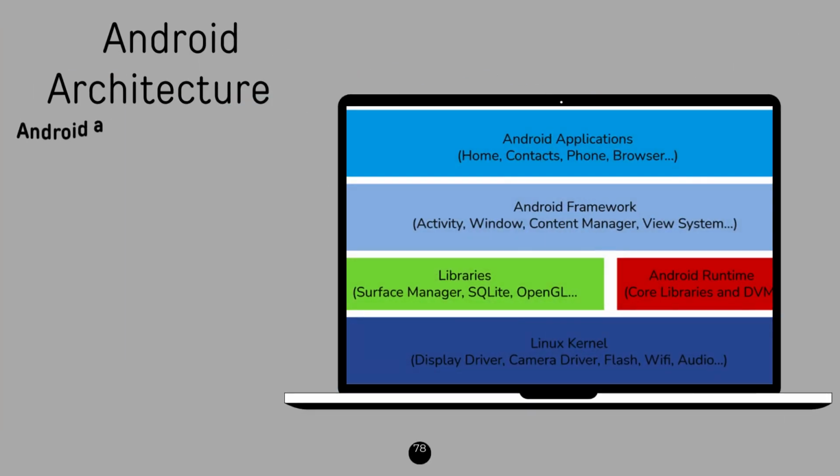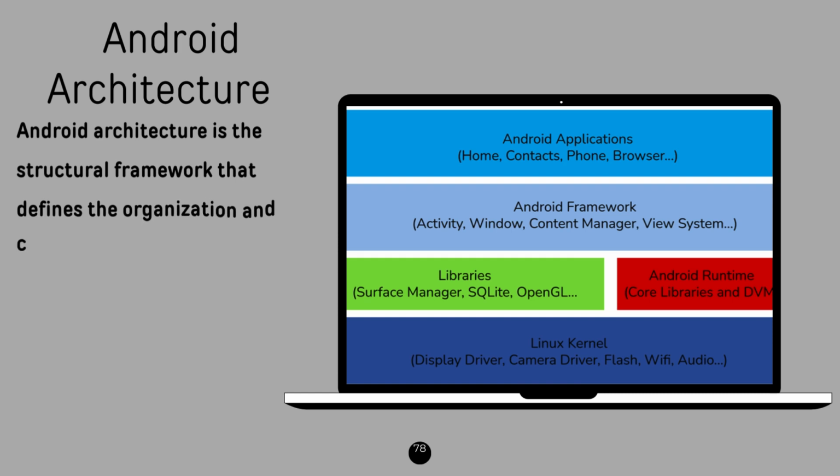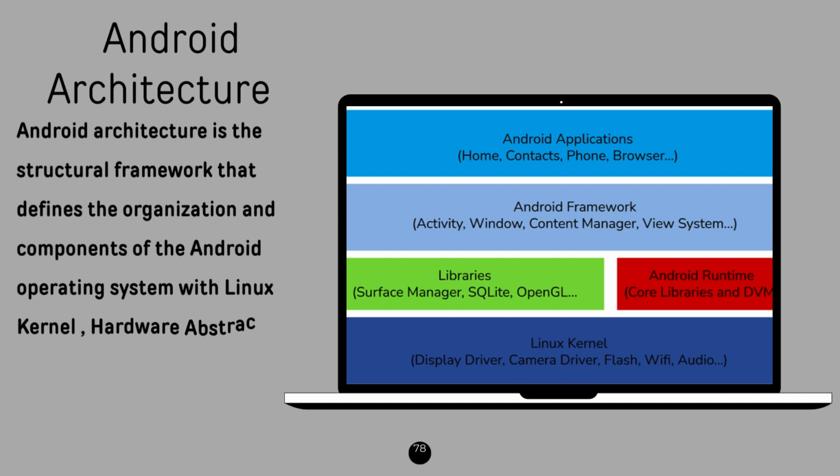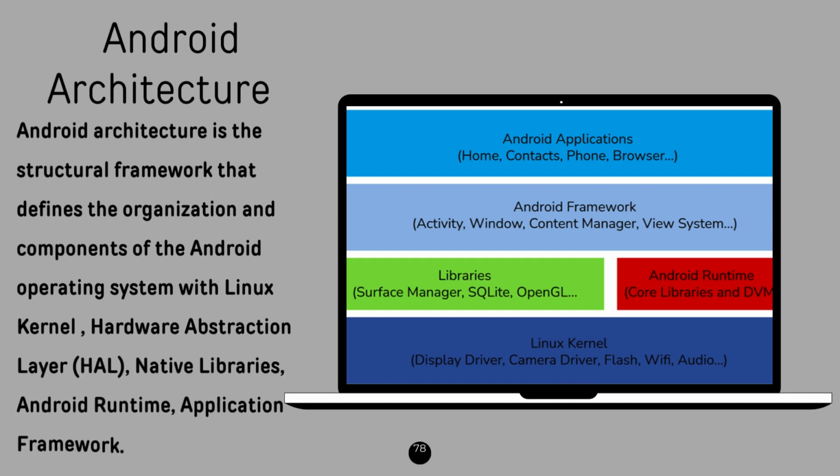Android architecture. Android architecture is the structural framework that defines the organization and components of the Android operating system, with the Linux kernel, hardware abstraction layer, native libraries, Android runtime, and application framework.